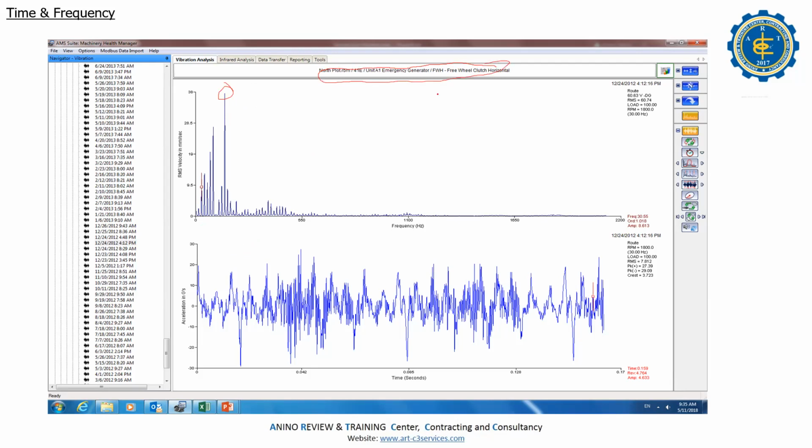This is the highest vibration I get: 100 mm per second. We have pulse, but I am lucky that I get this 100 mm per second.